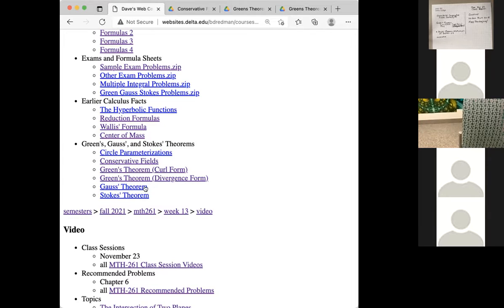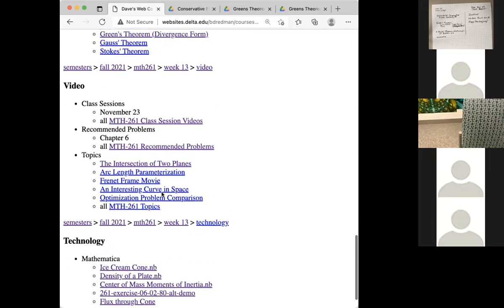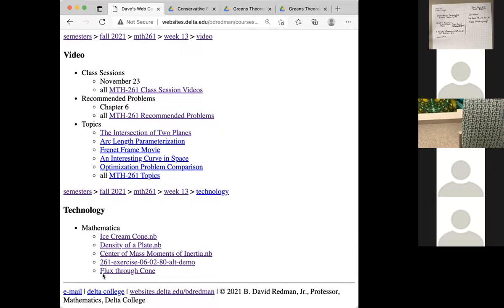Sometimes people refer to the divergence theorem instead of Gauss's theorem, but let's not disrespect Gauss. He made some key insights here, so I'll consistently call it Gauss's theorem. And then this is some nice Mathematica notebook we can use next time, flux through a cone, to see some of these things happening. Don't forget this exercise 6280 demonstration to help you with some of the graphics that we're doing.